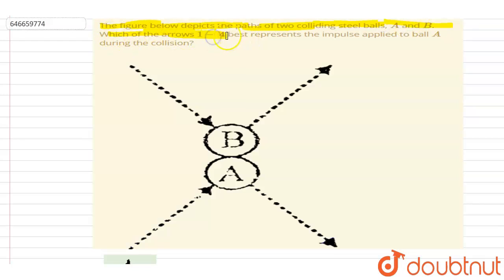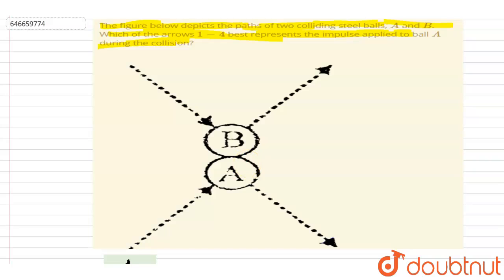Hello everyone, the figures below depict the path of two colliding steel balls A and B. Which of the following arrows out of 1, 2, 3, 4 represents the impulse applied to the ball A during the collision? So if you see, this is the ball A, and we want the direction of impulse that is being applied on A, right?